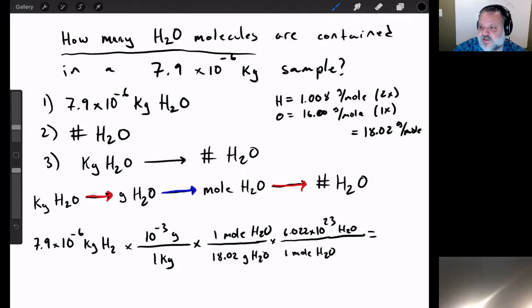7.9 times 10 to the negative 6 times 10 to the negative 3 divided by 18.02 times 6.022 to the 23rd power. You get 1, 2, 3, that's 9, 12, 13, 14. And I had to count, make sure 3, 6, 9, 12.